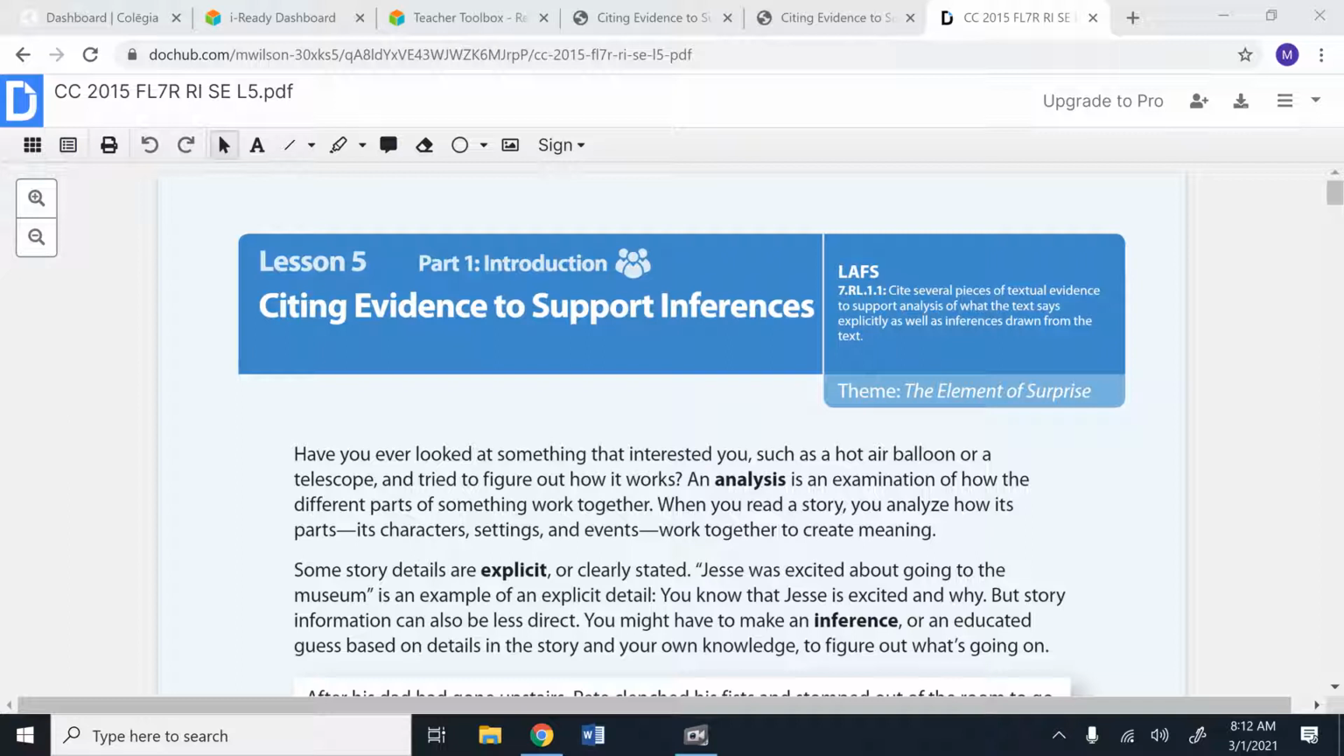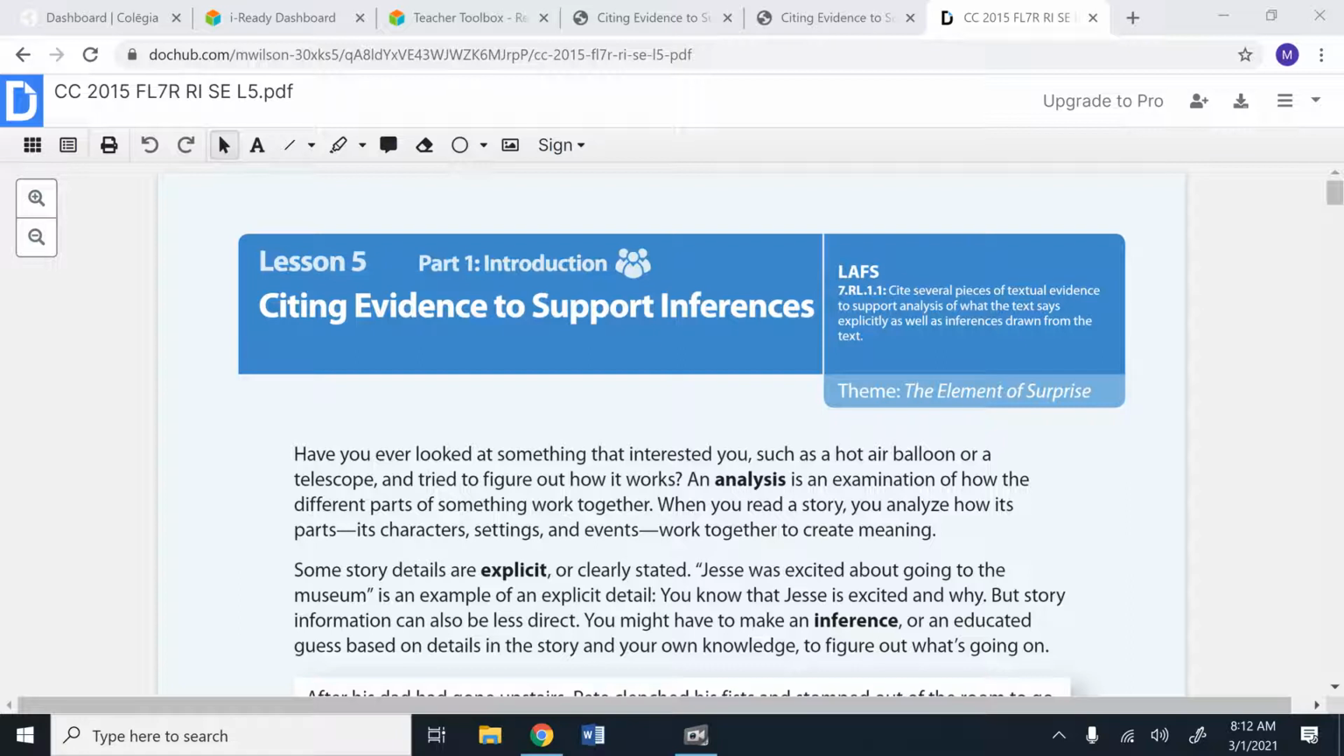You will also need to know what evidence is. Text evidence are facts, examples, and other information from the text. Making inferences and citing evidence to support those inferences will help you better understand fictional text. So let's look at the worksheet.